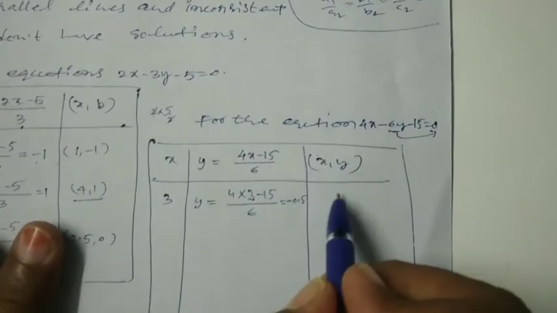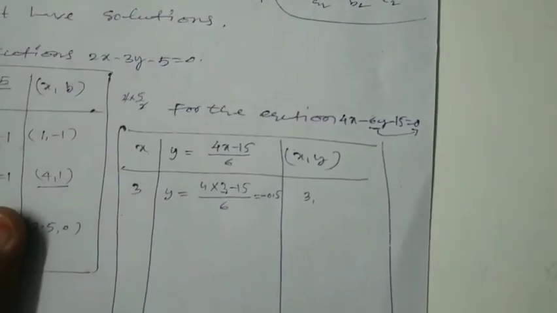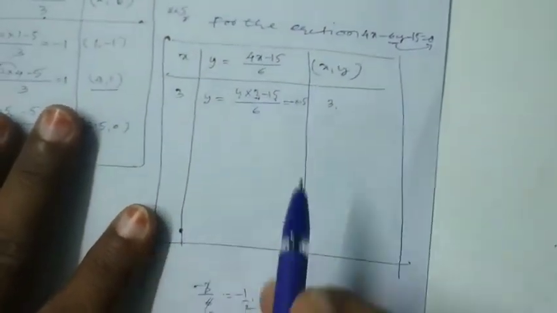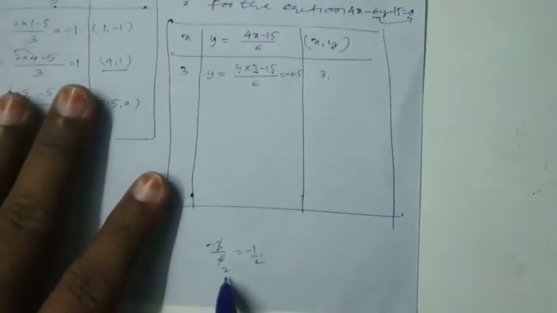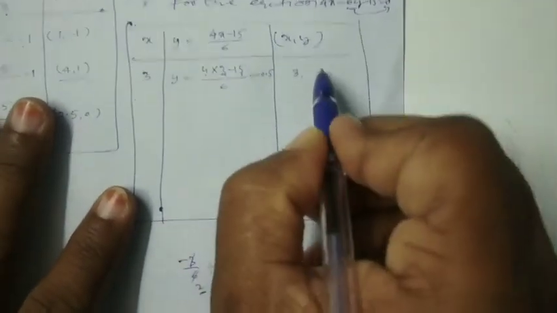We can write now, 3 comma minus 1 by 2. 4 3s are 12, 12 minus 15 equals minus 3. Minus 3 by 6, 3 ones are 3, 3 twos are 6. So minus 1 by 2, minus 0.5.